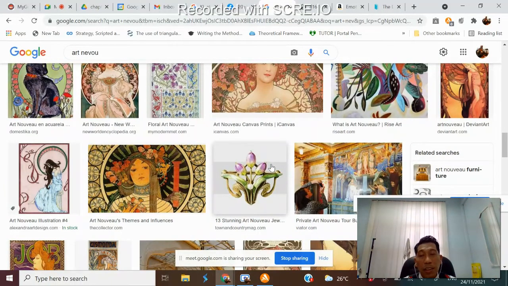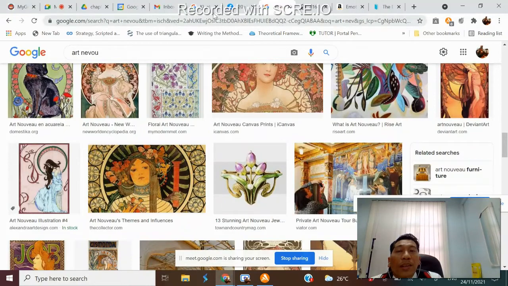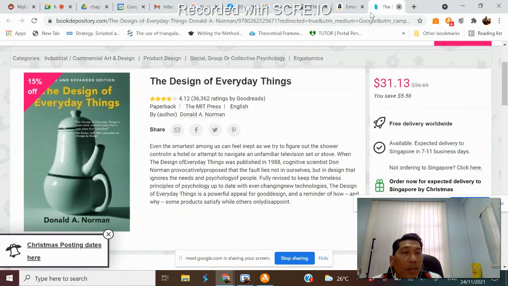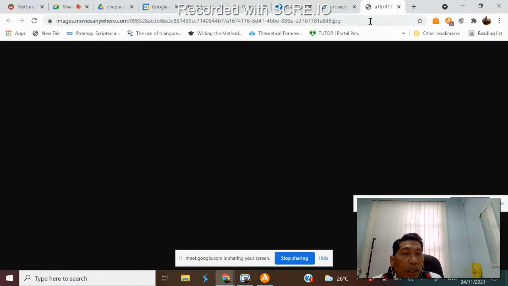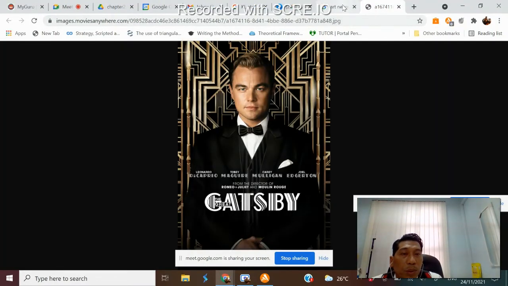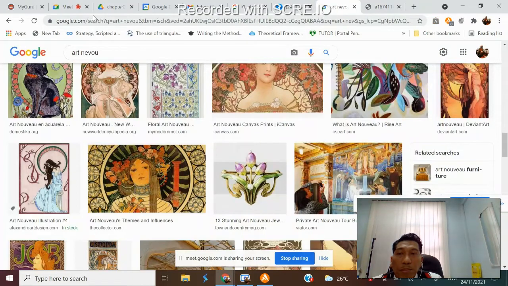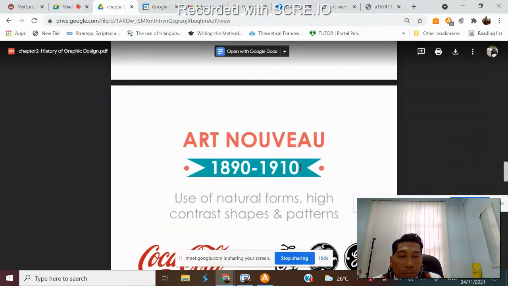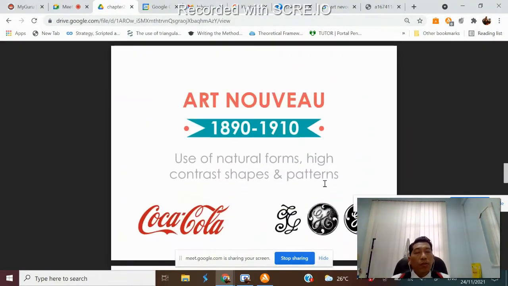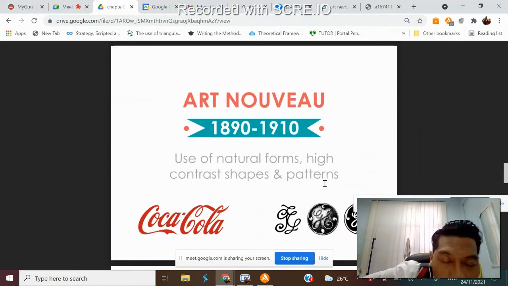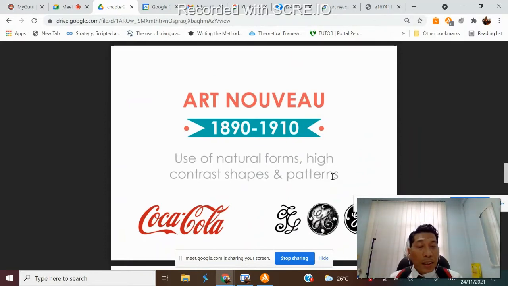yes, you can say it's a resemblance or similar to the concept of Art Nouveau. Okay, so there you go, guys. So you learn something today, so that's the use of natural form, high contrast shapes and patterns.